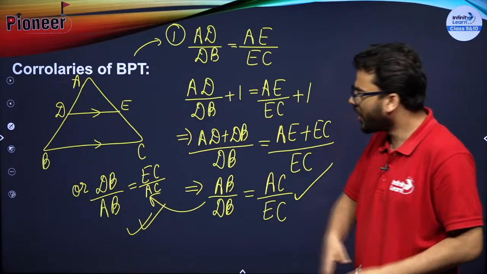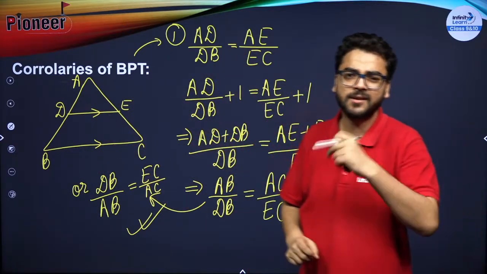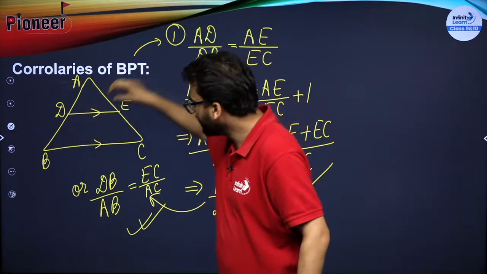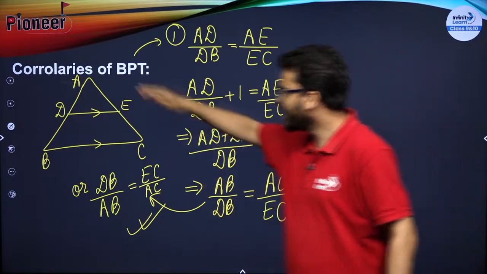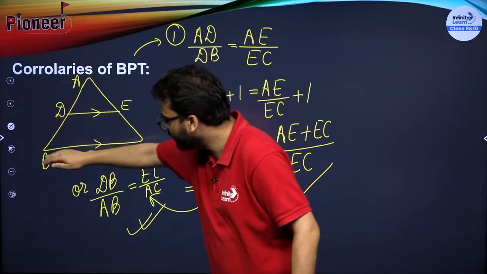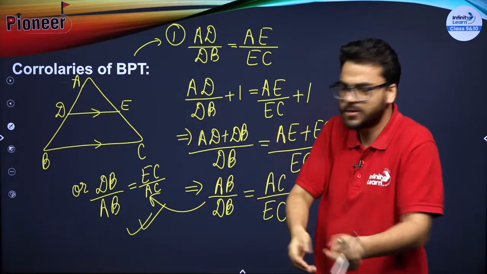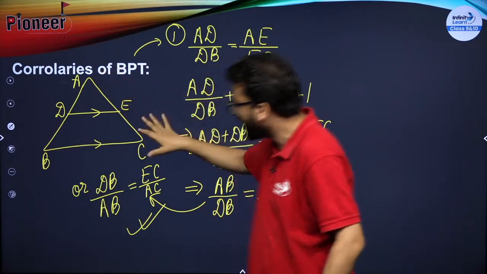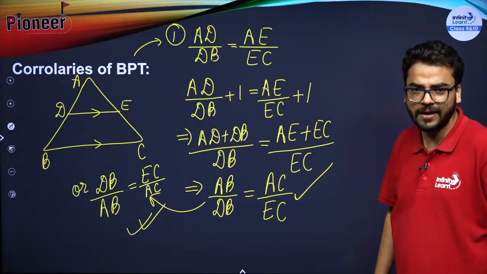So if you have got a triangle ABC in which DE is parallel to BC, then the first result is the basic proportionality theorem, which is AD by DB is equal to AE by EC, or you can say AB by DB is equal to AC by EC, or you can take the opposite of that, you can say DB by AB is equal to EC by AC. So this is the corollary of the basic proportionality theorem.